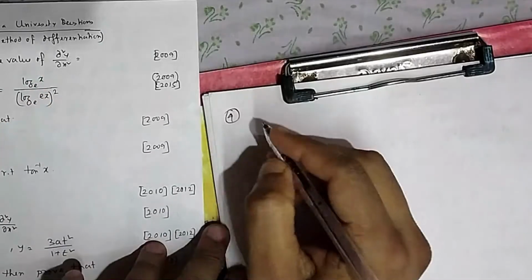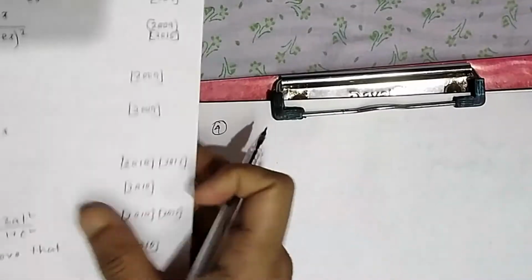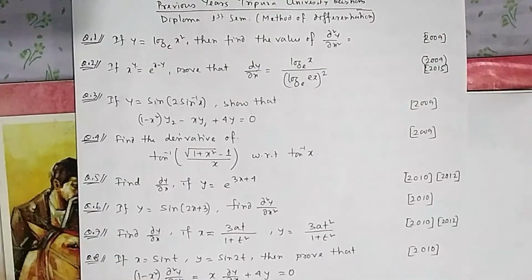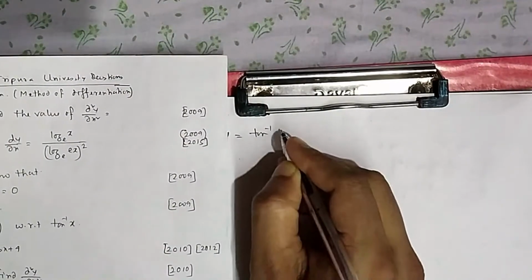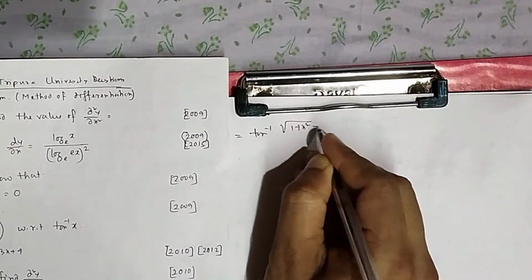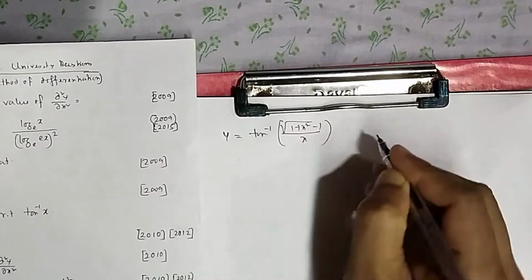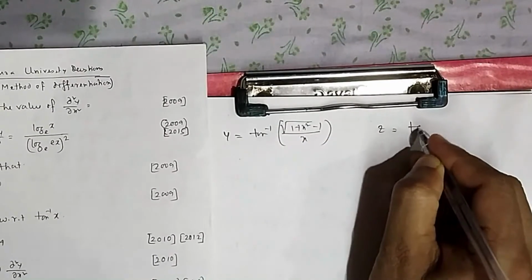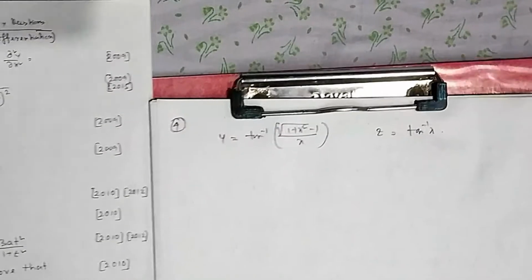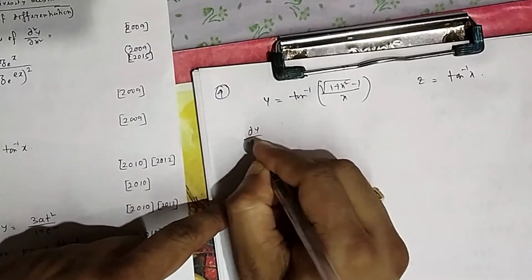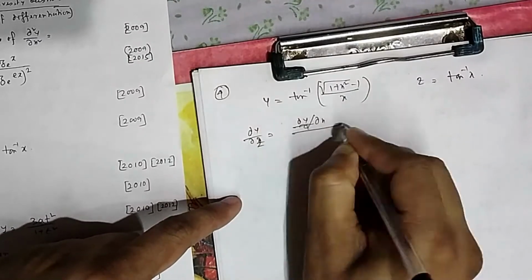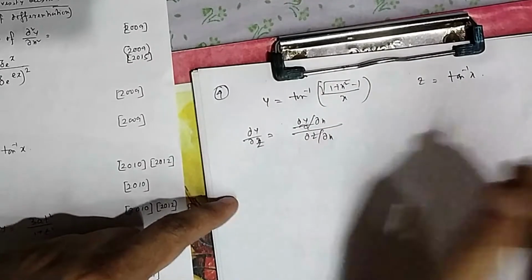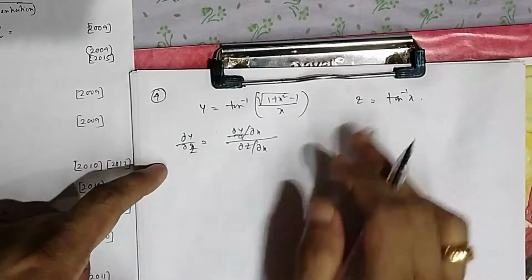If you come to question number 4, find the derivative of, what they are asking, derivative of this with respect to, so differentiation of one function with respect to another function. So let y be equal to tan inverse of (under root 1 plus x square minus 1) divided by x, and let z be equal to tan inverse x. So they have asked you to find dy dz. So how will we do it? It is dy dx divided by dz dx. So for that you have to differentiate y and z with respect to x.